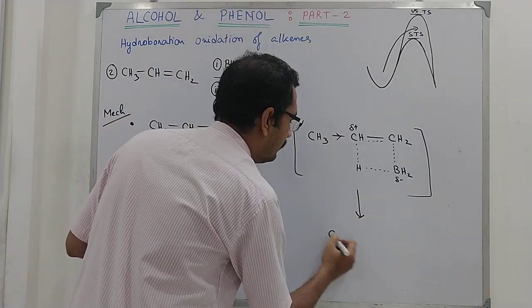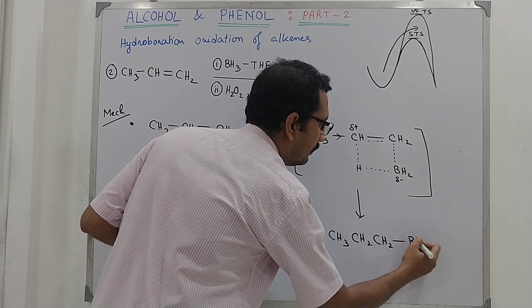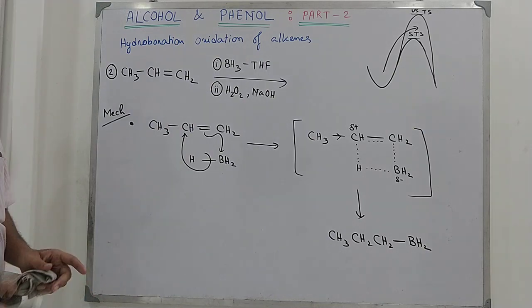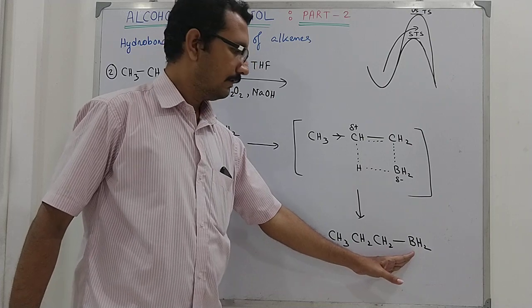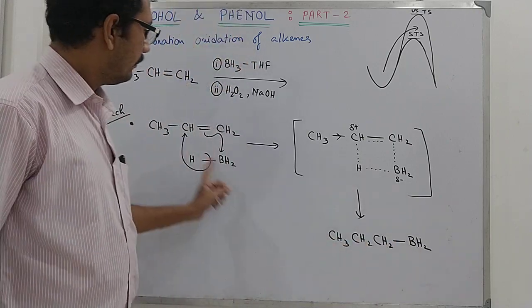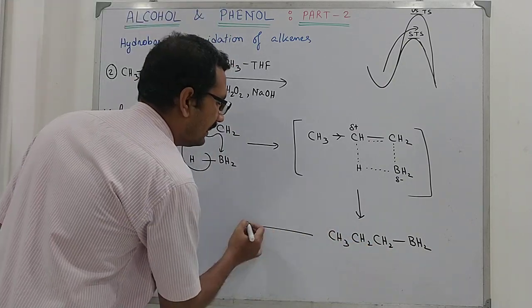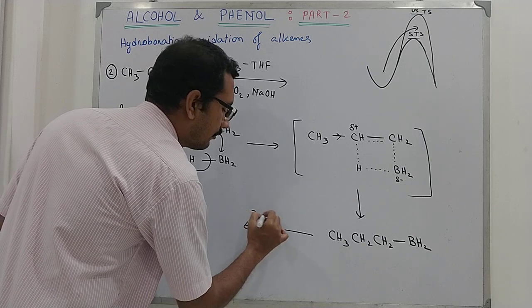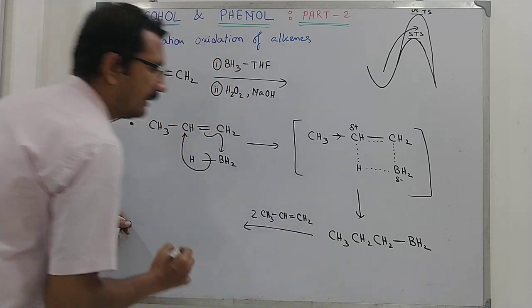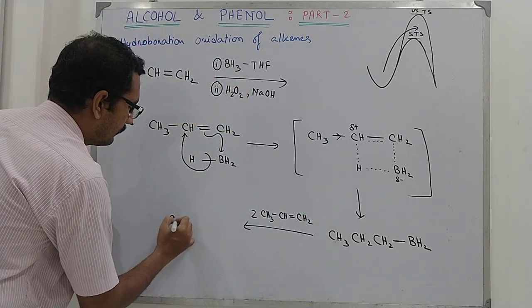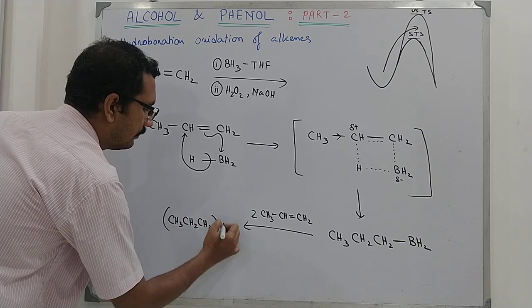So what we will have is CH3, CH2, CH2, BH2. Now again this boron atom becomes electron deficient, so it is possible for this reaction to repeat in this product. So if we apply here two more equivalents of propene, we will finally get tri-1-propyl boron.